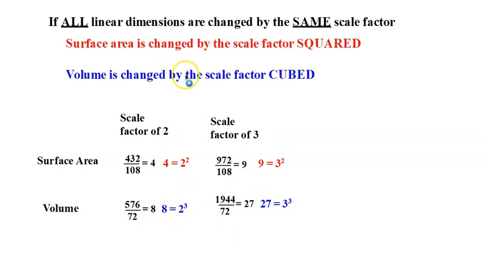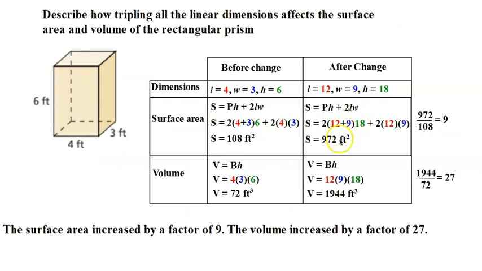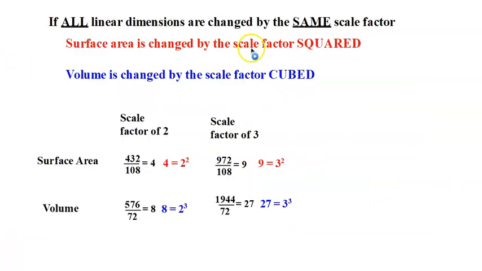Here's the shortcut. If all of the linear dimensions are changed by the same scale factor, then the surface area is changed by the scale factor squared. Volume is changed by the scale factor cubed. One way you can remember this: surface area is measured in square units, so you square the factor. Volume is measured in cubic units, and so you cube the factor. All right? So that's what happens if you change all of the linear dimensions.